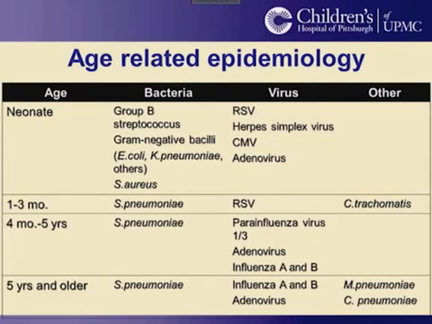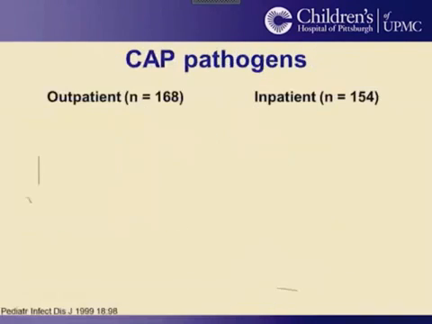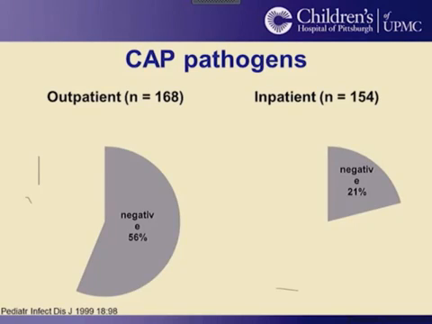Viral pneumonia, I will emphasize, is still much more common in most of these age groups, whether it's parainfluenza, adeno, or influenza viruses, certainly in season. When we look at what's causing pneumonia in children, there's an excellent study that's now about 15 years old from Peds ID Journal that shows outpatient and inpatient causes of pneumonia.